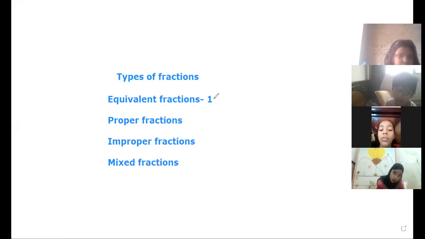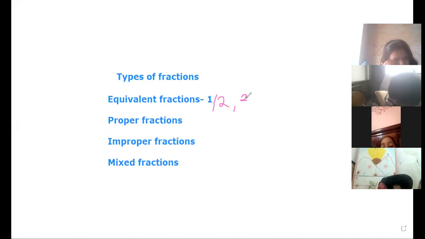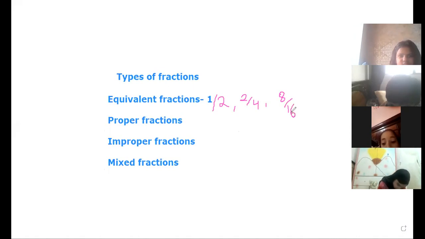Okay. Equivalent fractions. 1/2, 2/4, 8/16. These are equivalent fractions. And how do you get the equivalent fraction? If I ask you, kids, I want an equivalent fraction for 1/2, how will you get it? Tell me how you'll get it.